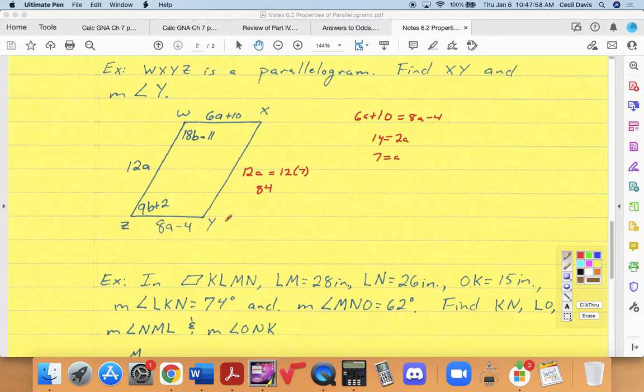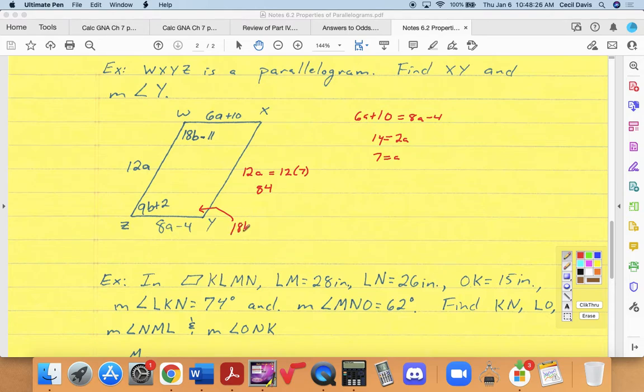Well, there's nothing here, but what do I know about the measure of angle y? Yes, Marian? It's supplementary to 9b plus 2. Yes, and that 9b plus 2 is supplementary to 18b minus 11. And so you can add 18b. Okay, wait, hang on. But what is this equal to? 18b minus 11. Oh, there we go.